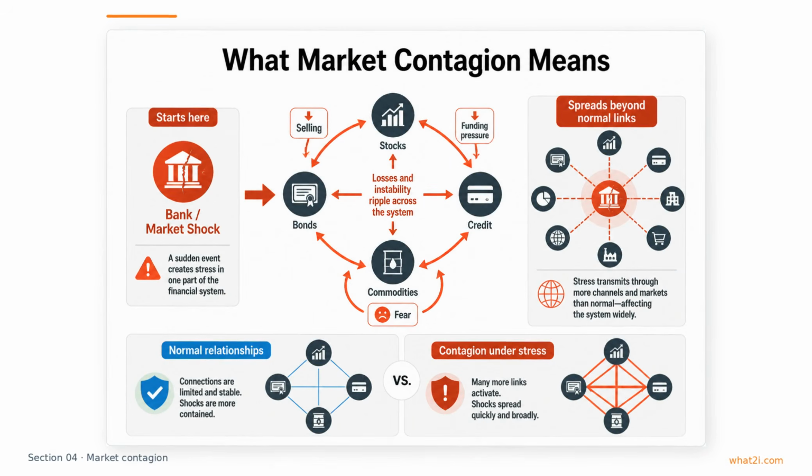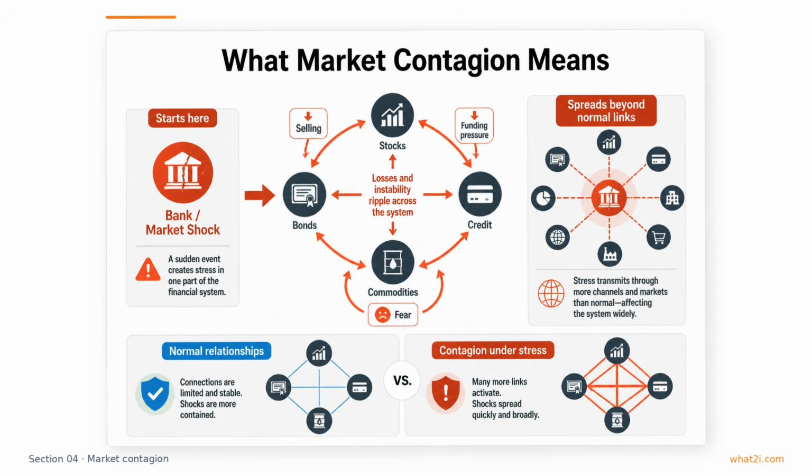Section 4. Market contagion. Market contagion refers to financial stress spreading beyond its original source. A problem may begin in one institution, one asset class, or one region, but then losses and fear spill into other markets that were not the initial trigger. This spread is often driven by forced selling, funding pressure, and investor panic rather than by normal economic links alone. That is what makes contagion different from ordinary co-movement. The damage extends further and faster than fundamentals would suggest.